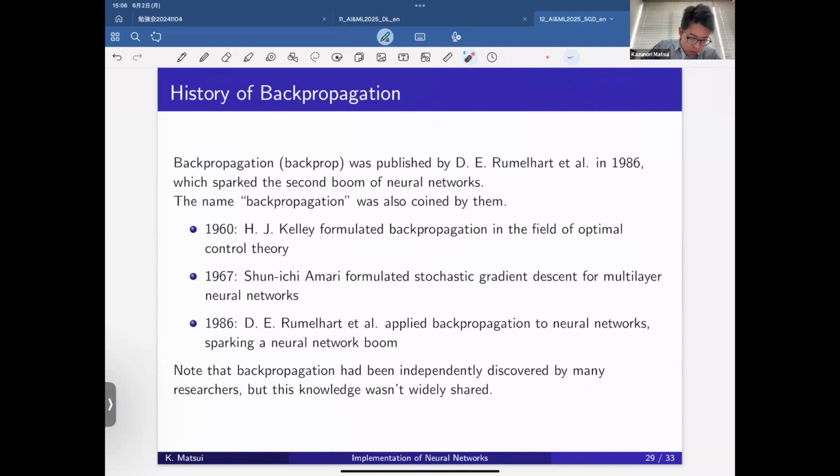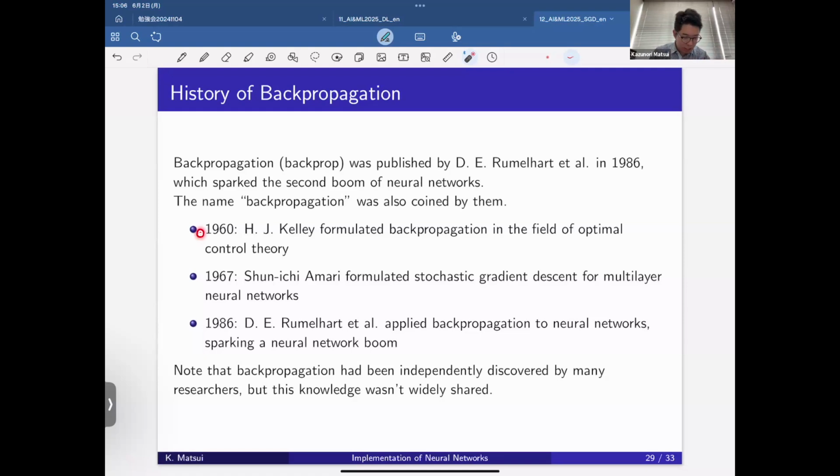So far, we have introduced the specific calculation method of the backpropagation method. But let's also briefly touch on its history. Backpropagation was published by Rumelhart and others in 1986, because the calculation method became efficient as we mentioned before. It caused the second boom of neural networks. This name backpropagation was also named by Rumelhart and others. But actually, such methods were known before this name was given.